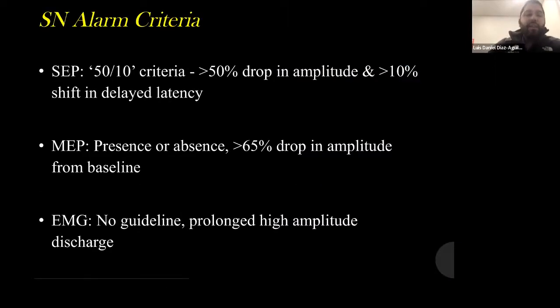Now, highlighting the overall known alarm criteria, with SSEPs, there's a 50-10 criteria: greater than 50% drop in amplitude or greater than 10% shift in latency. With MEPs, less well defined, the presence or absence, but generally understood to be a greater than 65% drop in amplitude from baseline. And then with an EMG, no particular guideline, however, the change in the amount of high amplitude discharges, be it burst or individual.